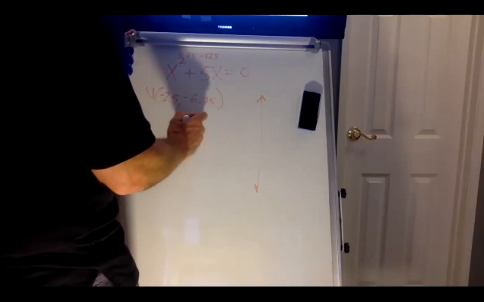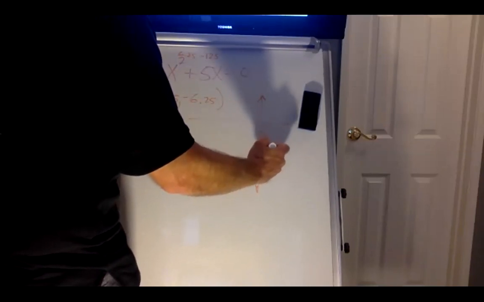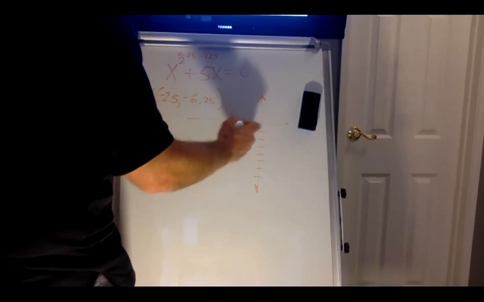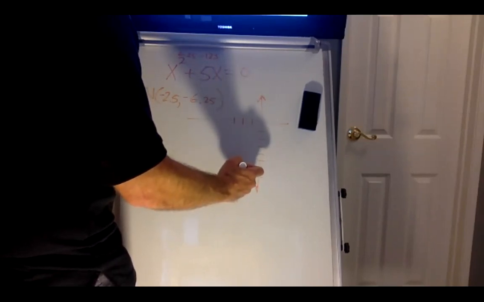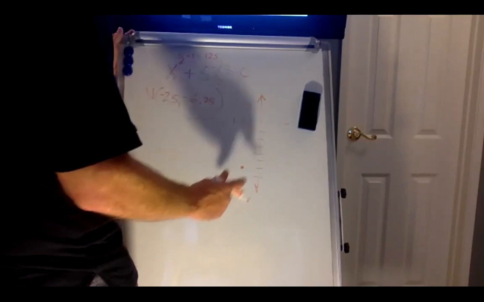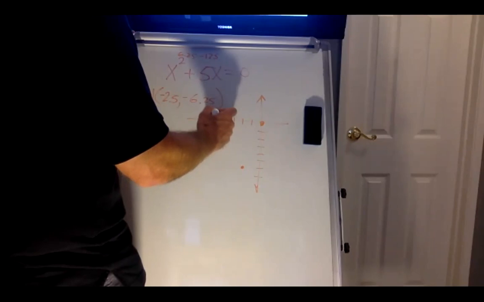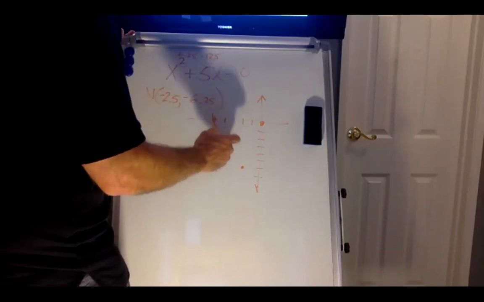We're running out of time here. Here, and 1, 2, 3. Here's -2.5, -6.25. Okay, the roots are at 0 and -5. This parabola looks like this.